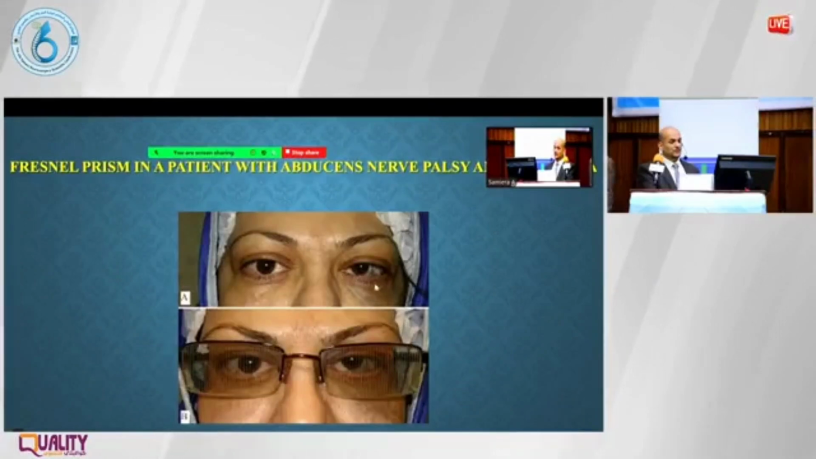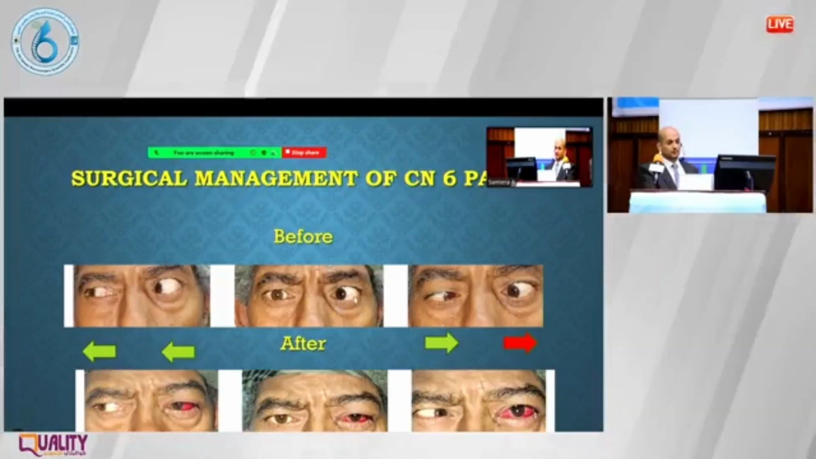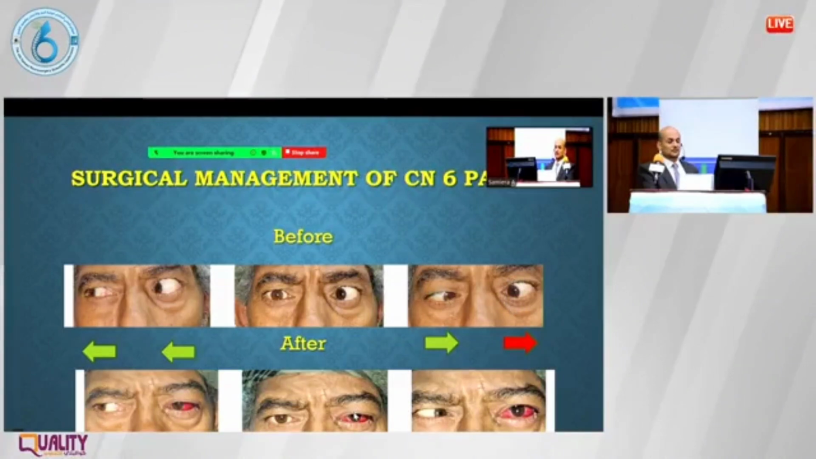So that is a patient with sixth nerve palsy that we use Fresnel prism to relieve the diplopia for the patient. And this is a patient with complete sixth nerve palsy, left esotropia with complete limitation of abduction in the left eye, and he was treated with medial rectus recession and superior rectus transposition to the side of the lateral rectus to abduct the eye.